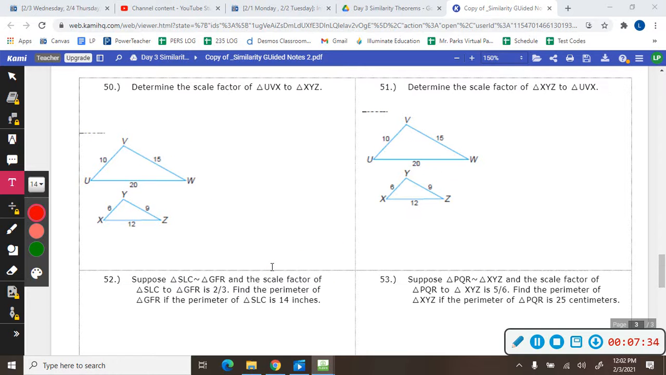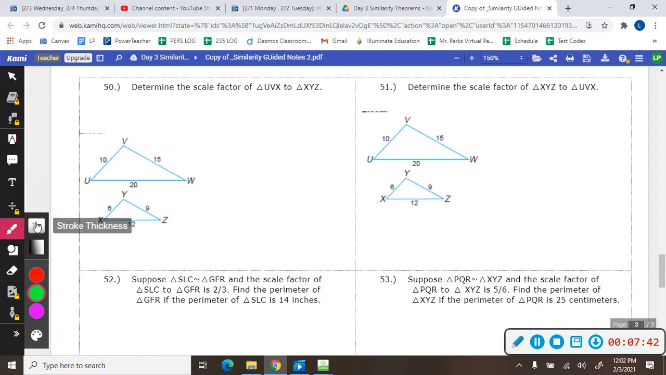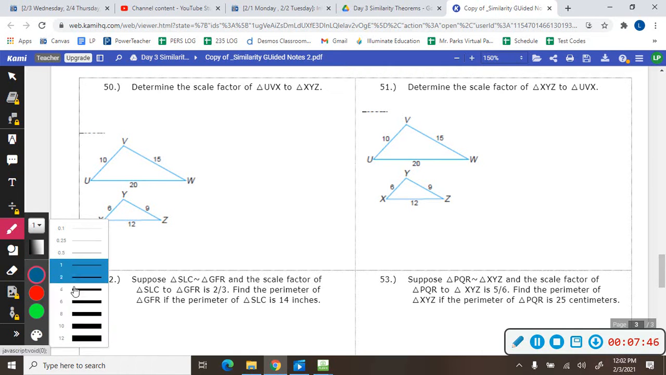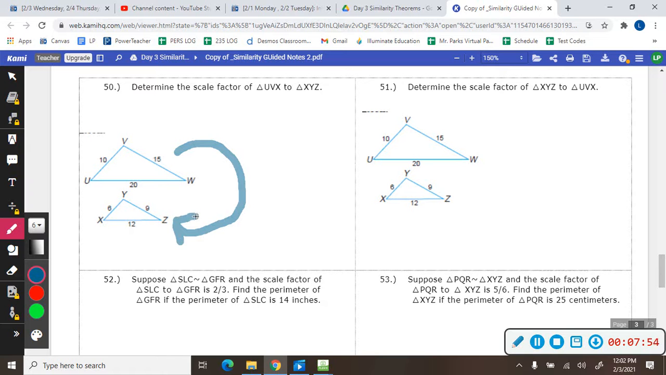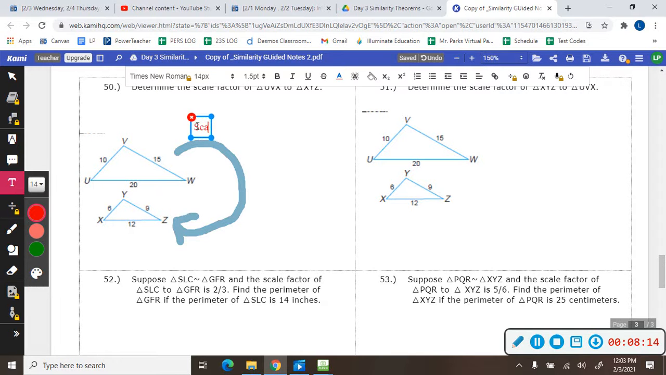Now we're going to talk about something called scale factor. And the scale factor, they're wanting to know the scale factor from here to here. So from here to here. So we would take 9 divided by 15, because those two go together, and I get 0.6. So then I would say the scale factor is 0.6. In other words, if you multiply 15 times 0.6, you get 9.